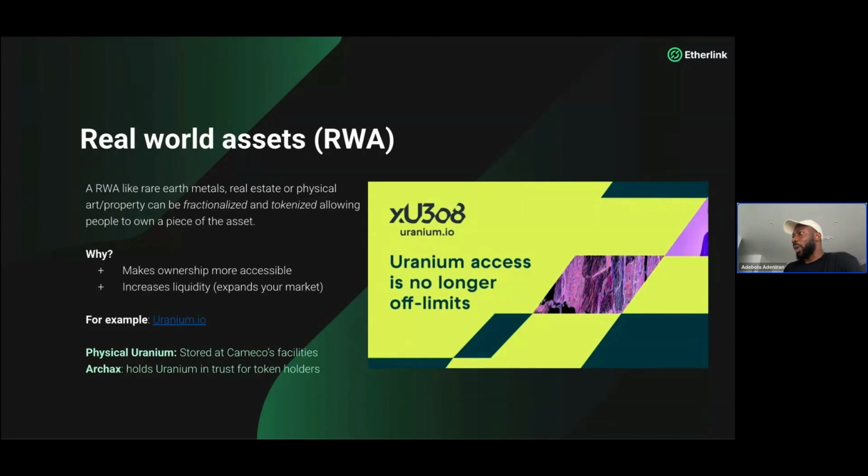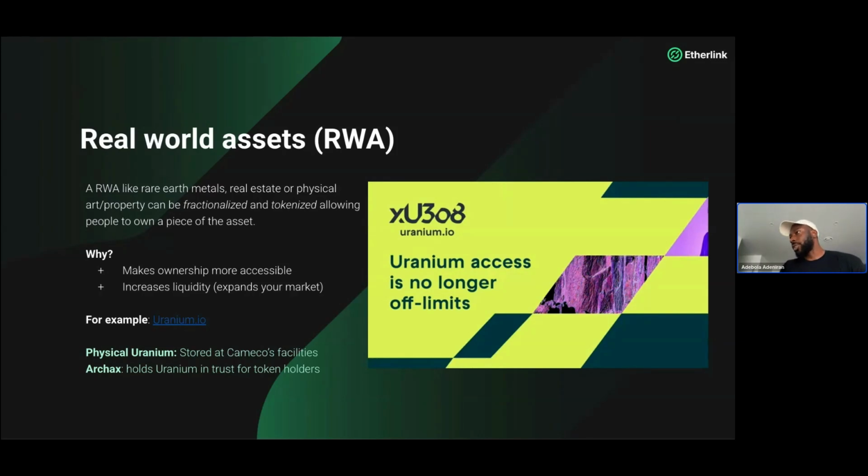So I don't know if you can go there to see the uranium, but if you actually wanted to see the uranium, it's physically stored in a physical location. And if you're thinking about real-world assets, that's how to think about them, right? If it's a physical asset, most times you can actually see and engage with it in the real world, but it's backed by tokens built on the blockchain. And this uranium that you buy from uranium.io is held in trust. For everyone who holds an XU308 token, that uranium is held in trust for you by a company called Arcax.